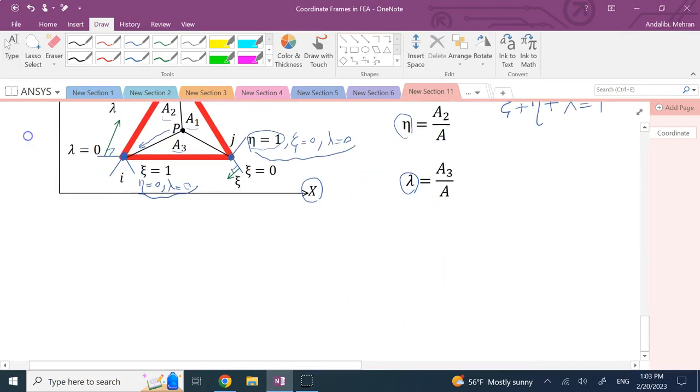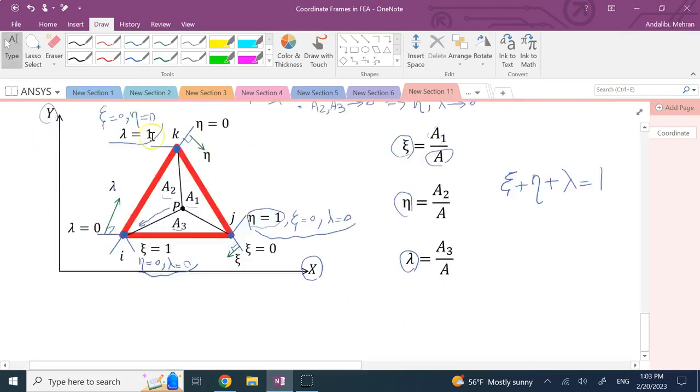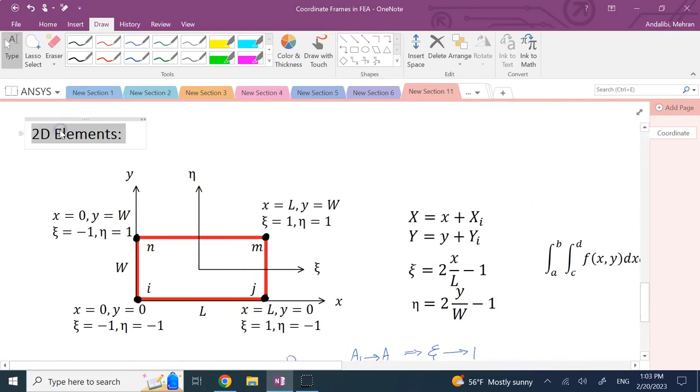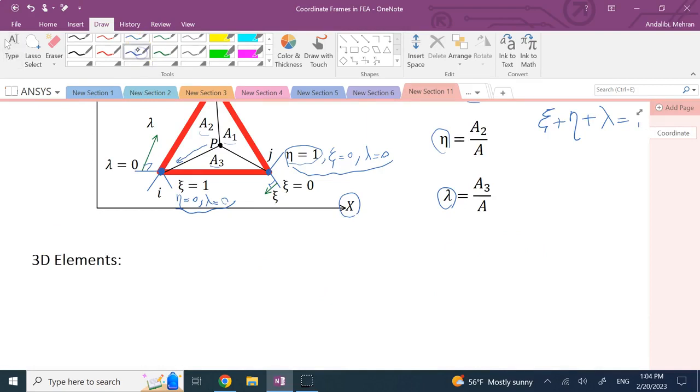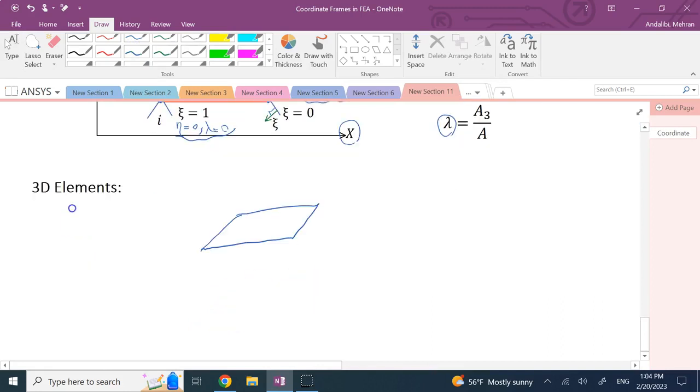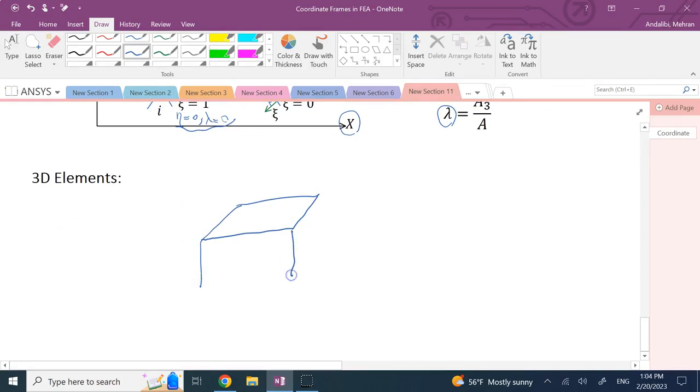So this is how you define a natural frame for a triangular element. Now, of course, here I did not include 3D elements, but if you're really interested, you can probably guess what they should be. The 3D elements are the hex elements, which look like cubes, and tetrahedrons. These are the basic ones. Of course, there are other elements too, but if I have a cube like this, it is going to have, of course, 8 nodes.